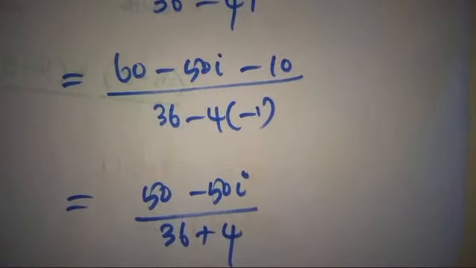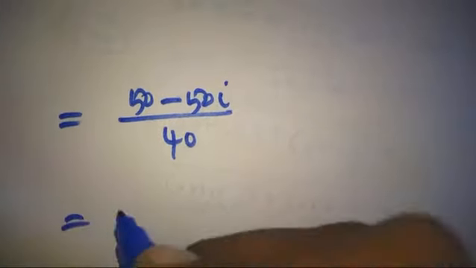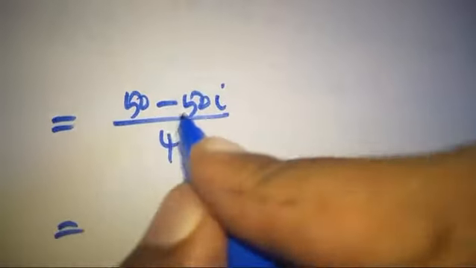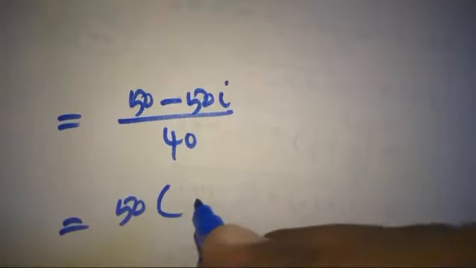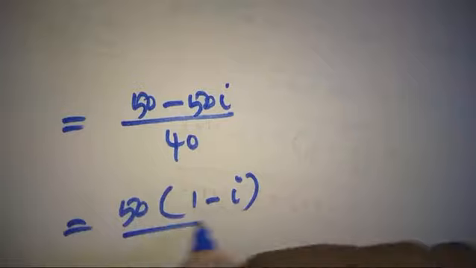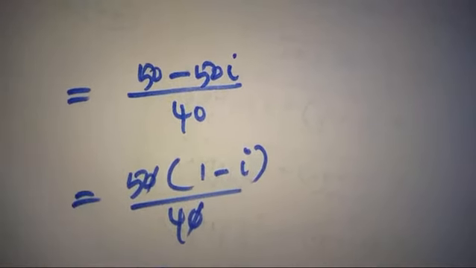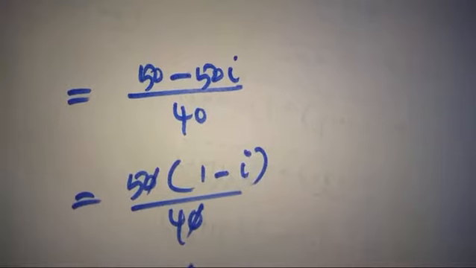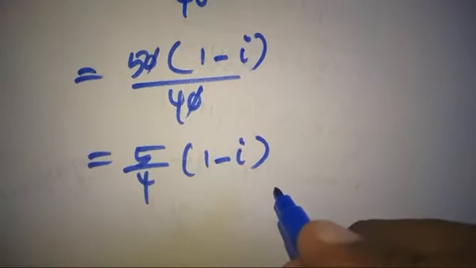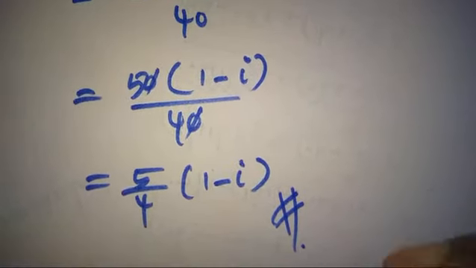36 plus 4 is 40. The next step, in the numerator the 50 is common, so you take it outside. 50 into 1 minus i by 40. 0 and 0 cancel. 5 by 4 into 1 minus i. Okay, this second one, final answer.